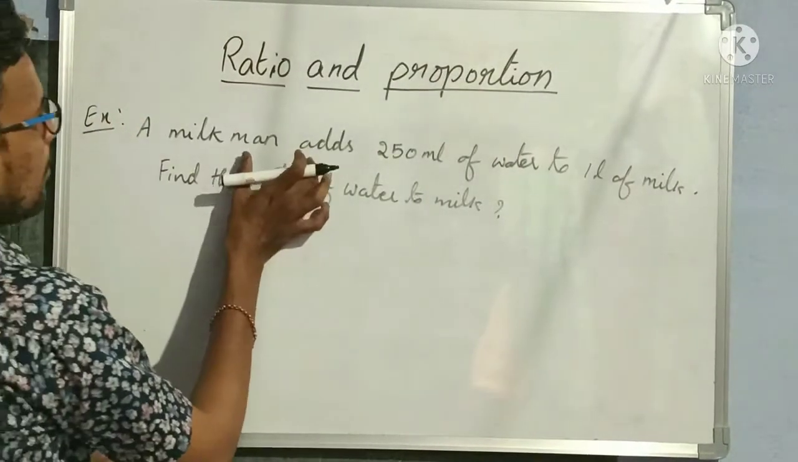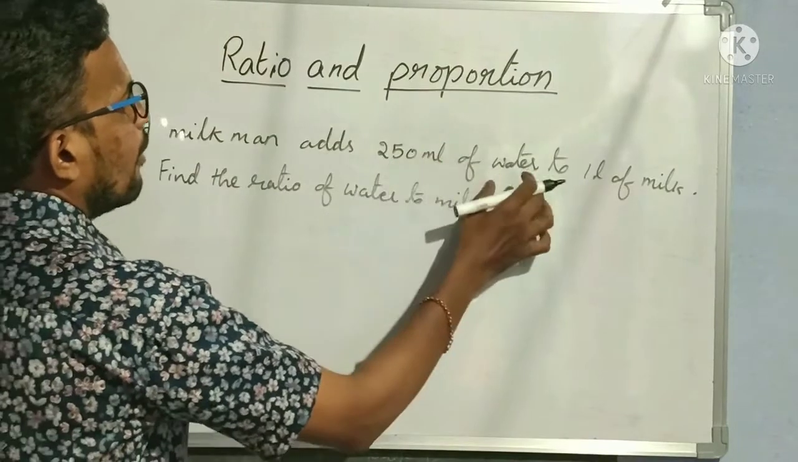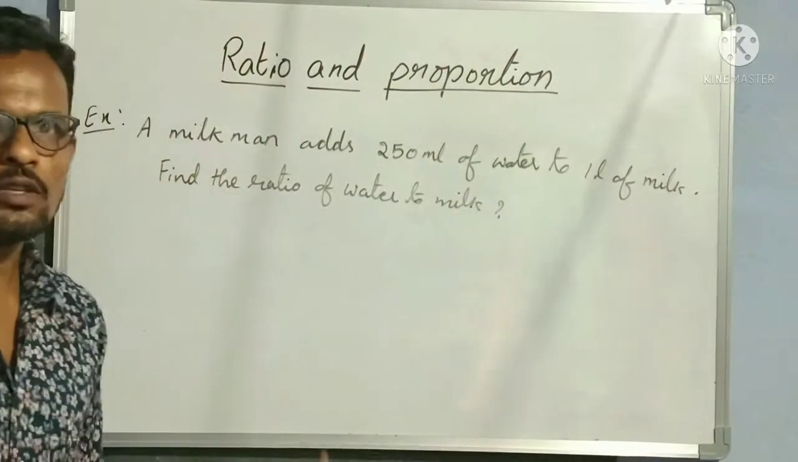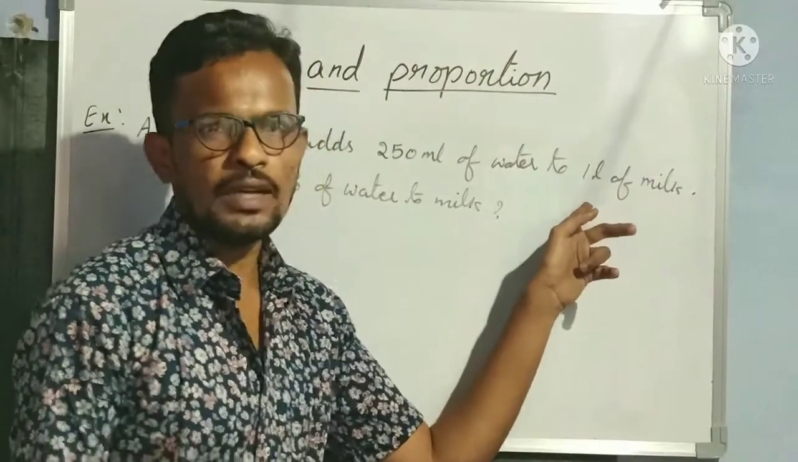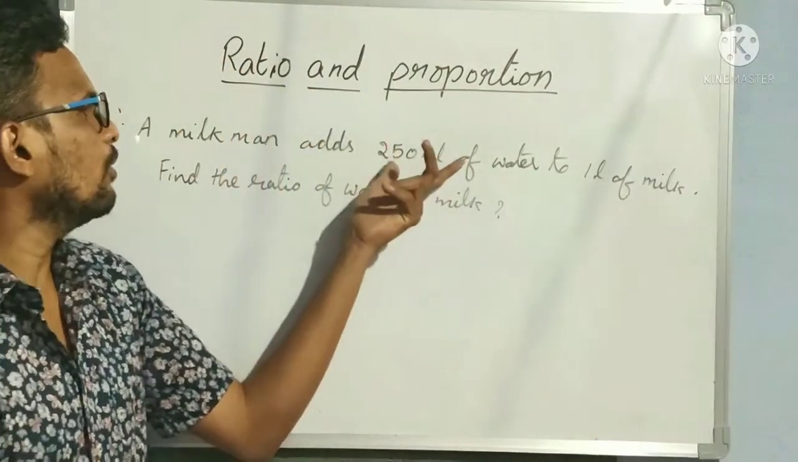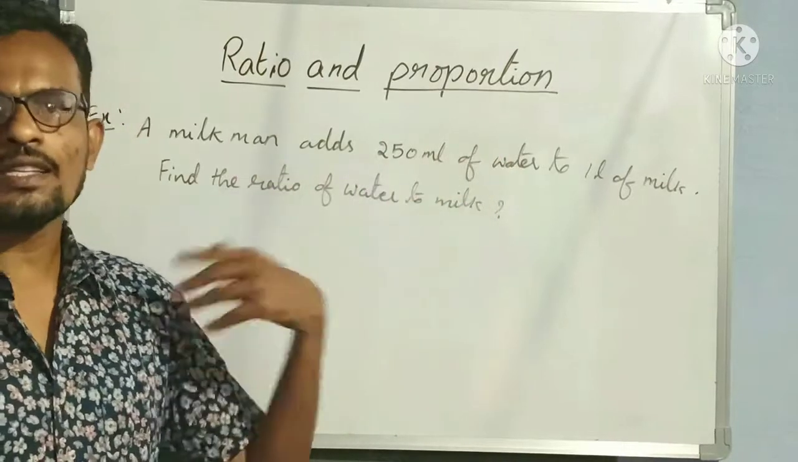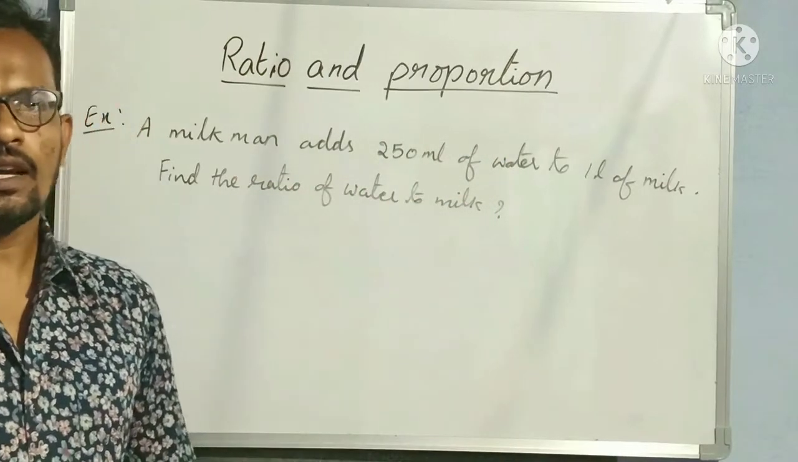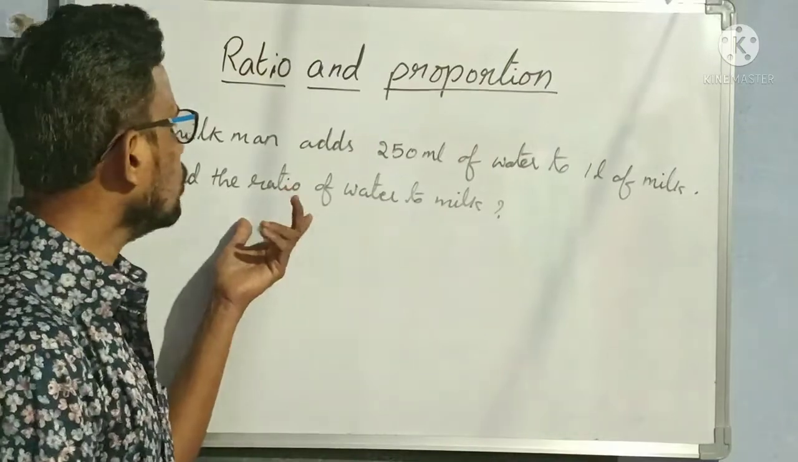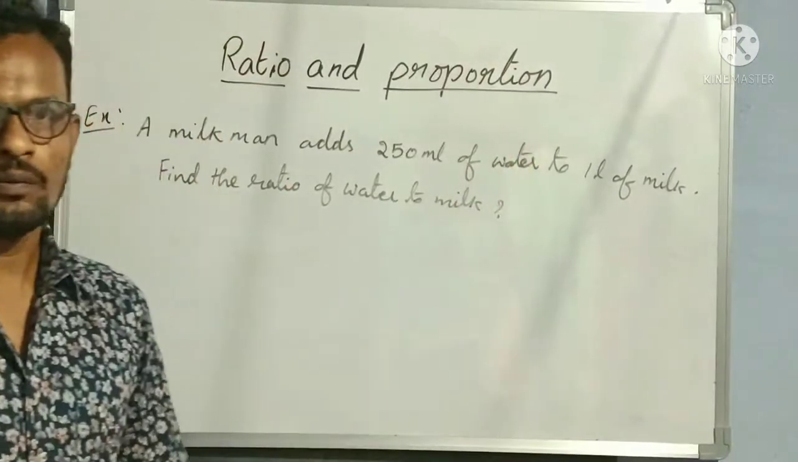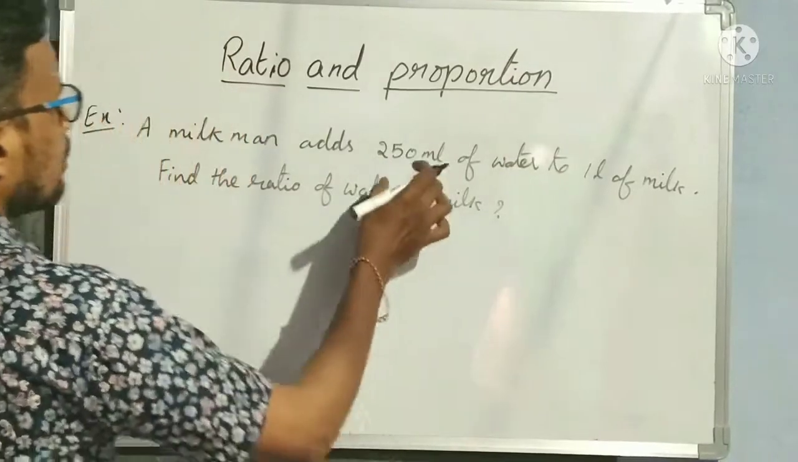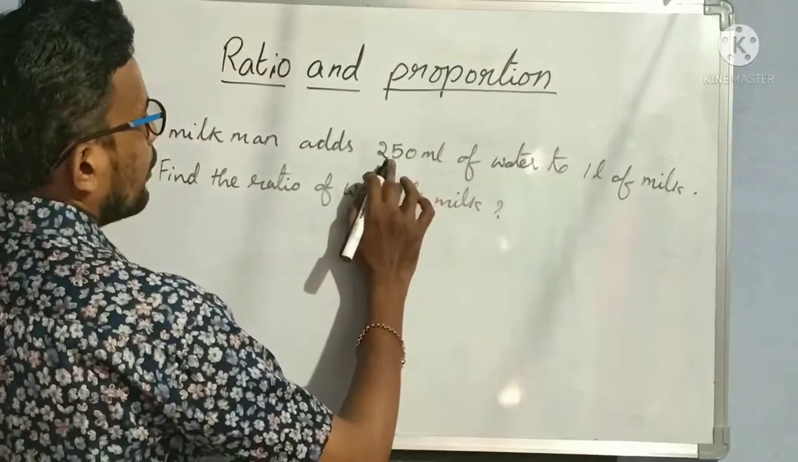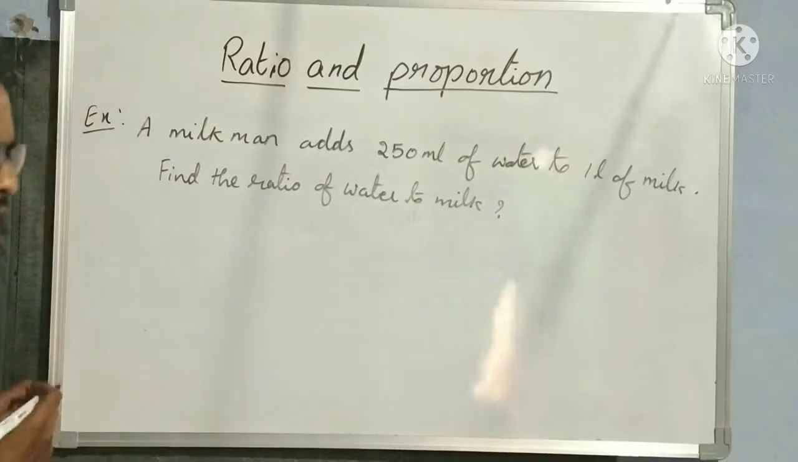So a milkman is adding 250 ml of water to 1 liter of milk. Means what a milkman is doing means he is taking 1 liter of pure milk, and for that milk he is adding 250 ml of water to increase the quantity of the milk. Clear? So what is the ratio of water to milk, we have to find out now. Okay, is it possible to take the ratio directly here? 250 ml and 1 liter.